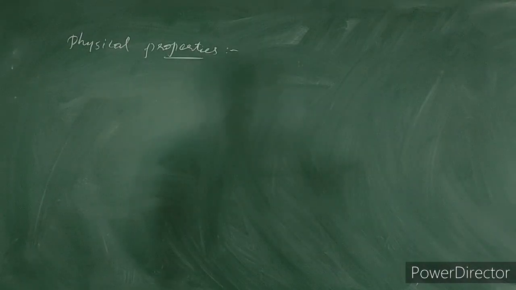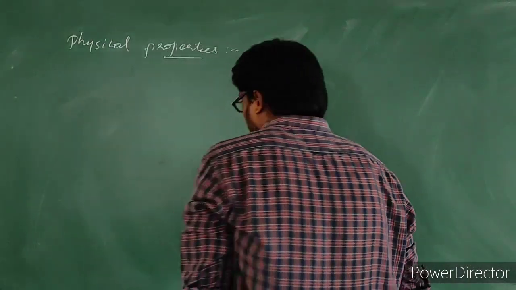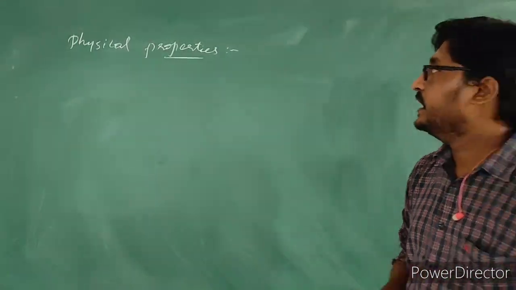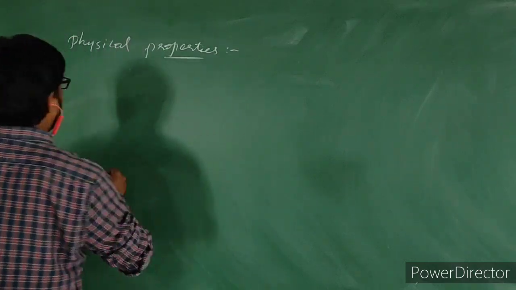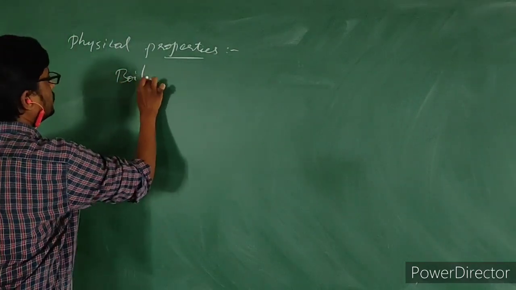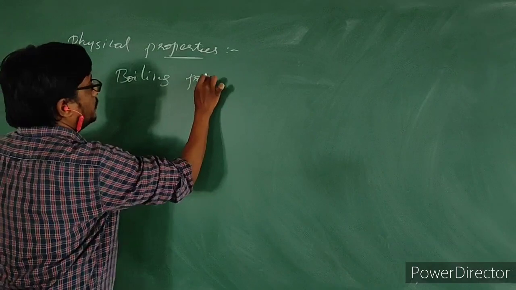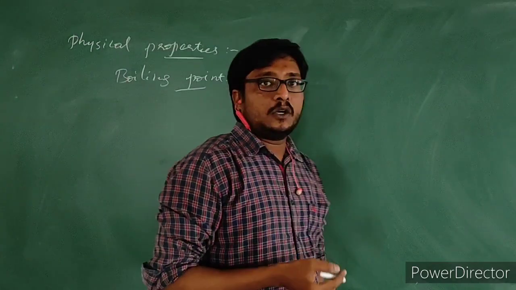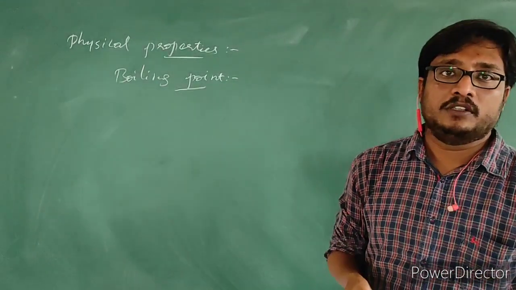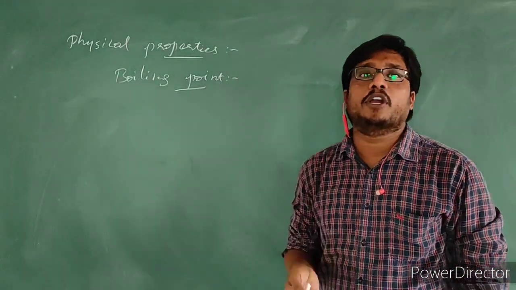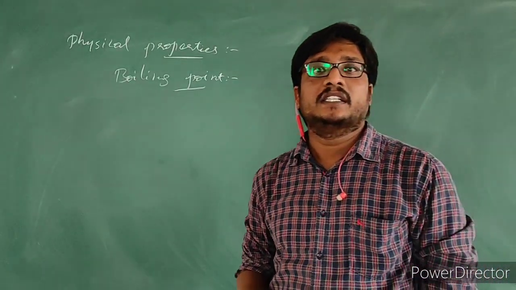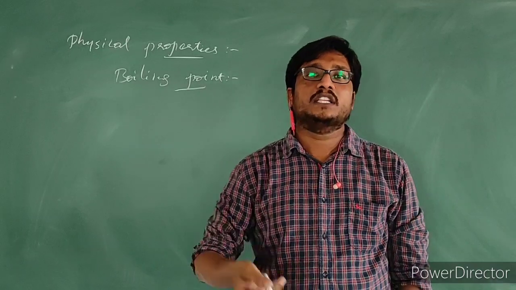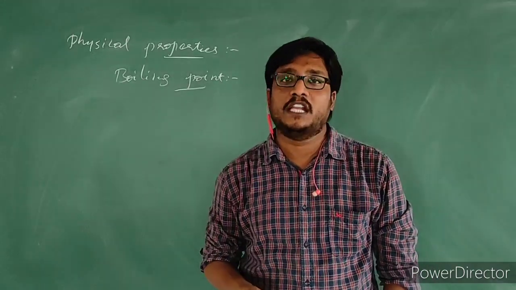Now let us talk about the physical properties of alcohols and phenols. In this, let us talk about the boiling point. Alcohols or phenols generally have high boiling points when compared with hydrocarbons or haloalkanes or haloarenes of comparable molecular masses.